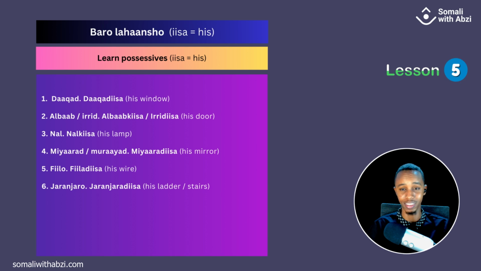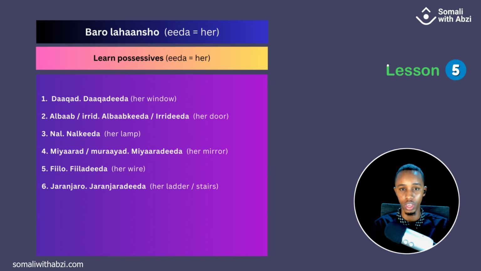Isa, we mean his. So to say his in Somali, you should say Isa. And same as that, we have to drop the last vowel, which is like daqada, then we have to say daqadisa. What about albabka? Albabkisa. Nalka? Nalkisa. Miyarada? Miyaradisa. Fiilada? Fiiladisa. Jaranjarada? Jaranjaradiisa. And let's see the next section, which is Eda.